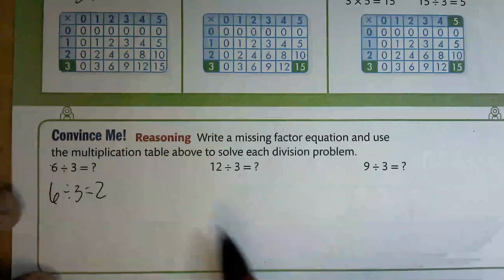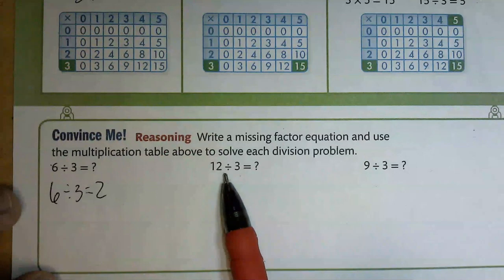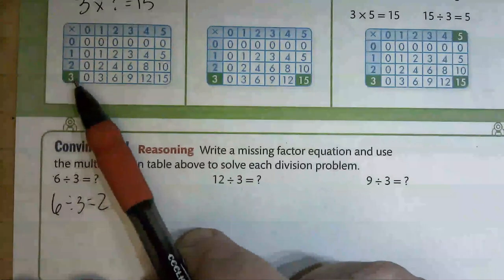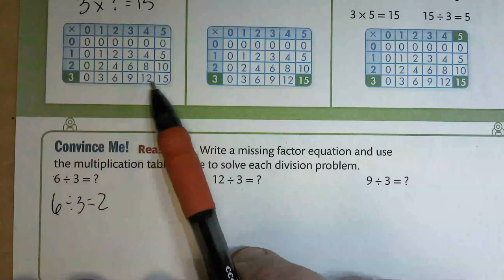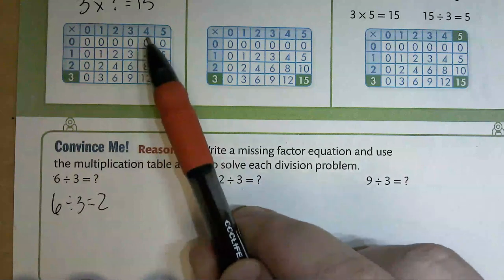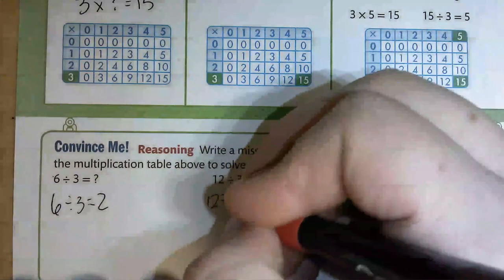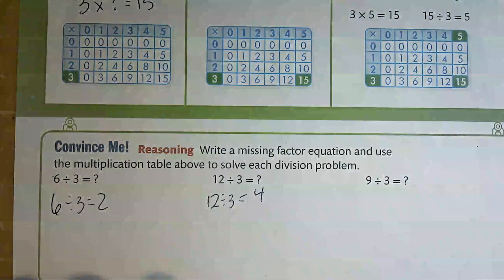All right, I hope you pause the video and try those. We've got 12 divided by 3. So we're still using 3 as our one factor, and we're going to go across until we find 12. And then where does that take us to? Well, it takes us to 4. So 12 divided by 3 equals 4.